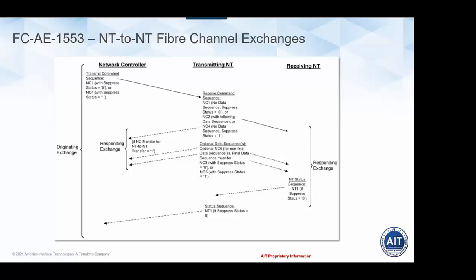So the picture here is showing you how, on a network, you have multiple Fibre Channel exchanges occurring at the same time, and multiple sequences within those exchanges occurring simultaneously, to utilize the services and the functionality of Fibre Channel to execute what is very similar to a 1553 network terminal to network terminal, or remote terminal to remote terminal, data transfer.